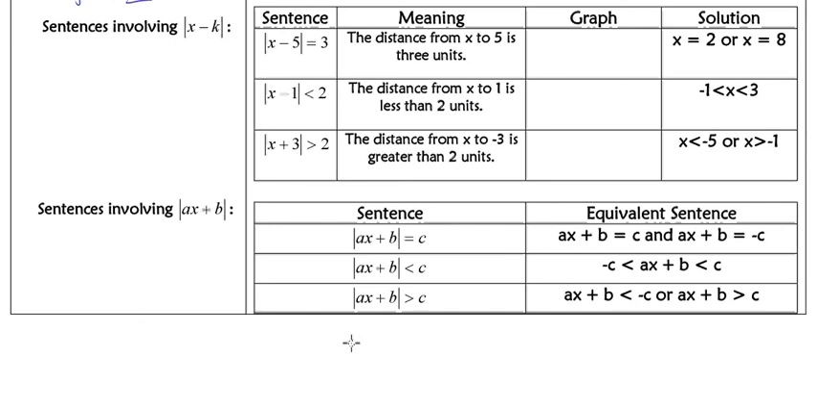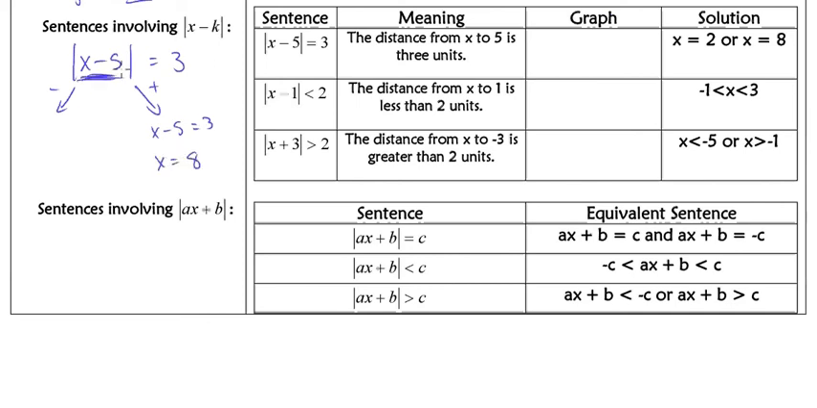So, sentences involving x, the absolute value of x minus k. Let's get after it. All right, so if we had, for example, the absolute value of x minus 5 equal to 3, then this number is either going to be positive or negative, whatever x minus 5 is. If it's positive, then it's going to be equal to positive 3. So x minus 5 equals 3. Add 5 to each side, and we get x equals 8.